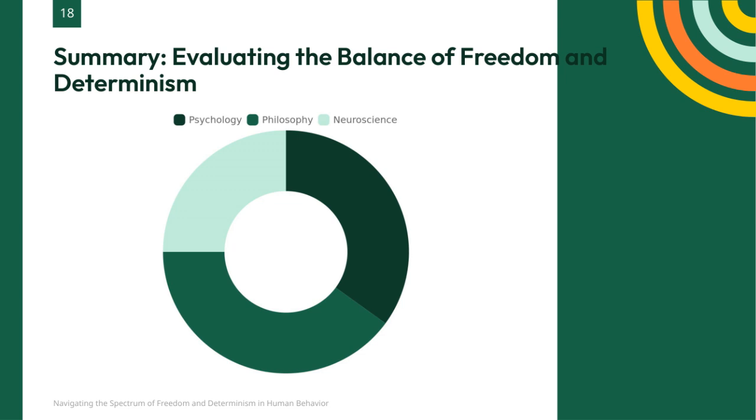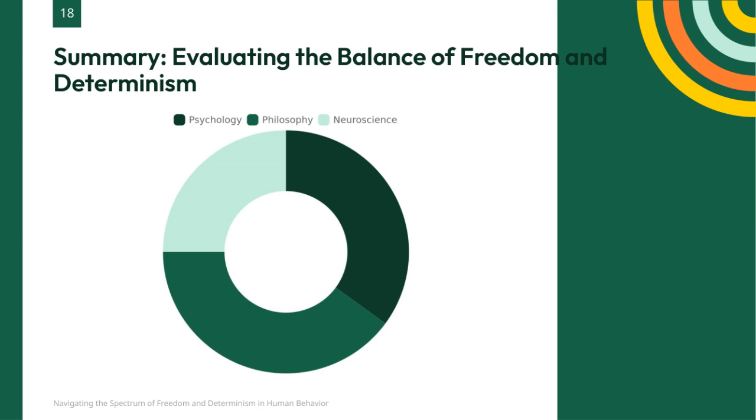and determinism. Philosophy leads with the largest share, contributing 40%, which makes sense given its foundational role in exploring these concepts. Psychology follows closely with 35%, highlighting how human behavior and mental processes are critical to understanding freedom and constraint. Neuroscience rounds out the picture at 25%, reflecting the increasing importance of brain research in explaining the mechanisms underlying our choices.